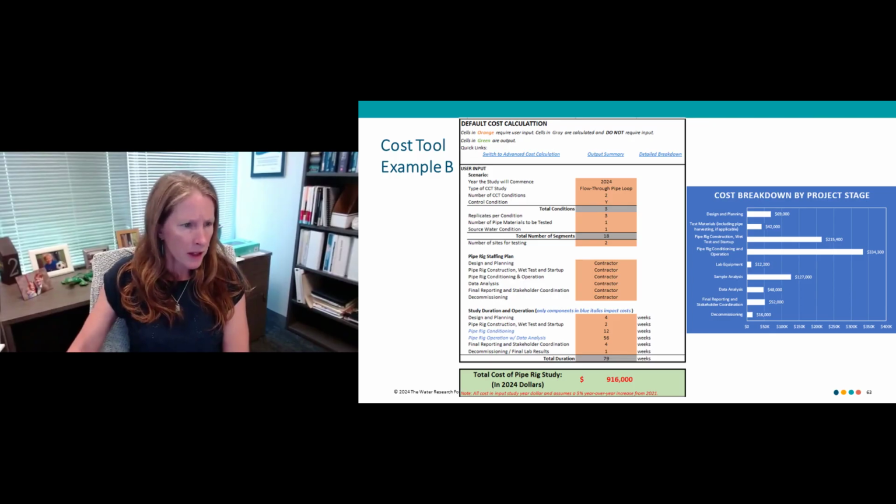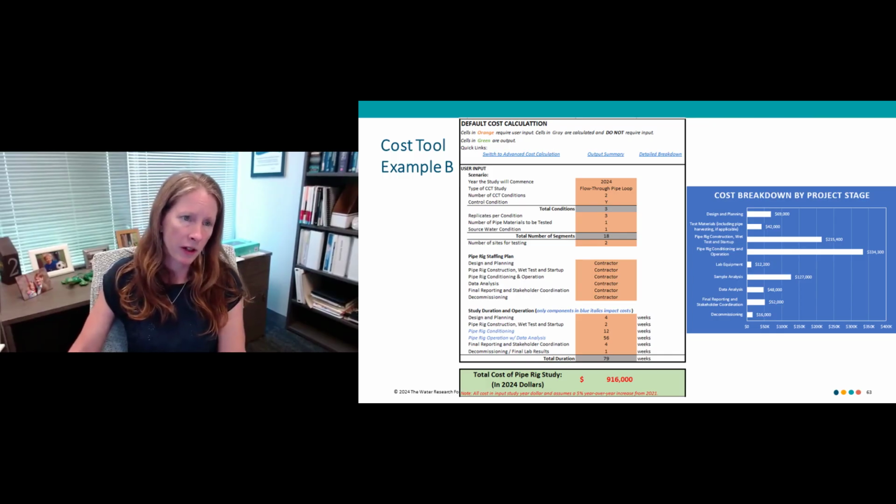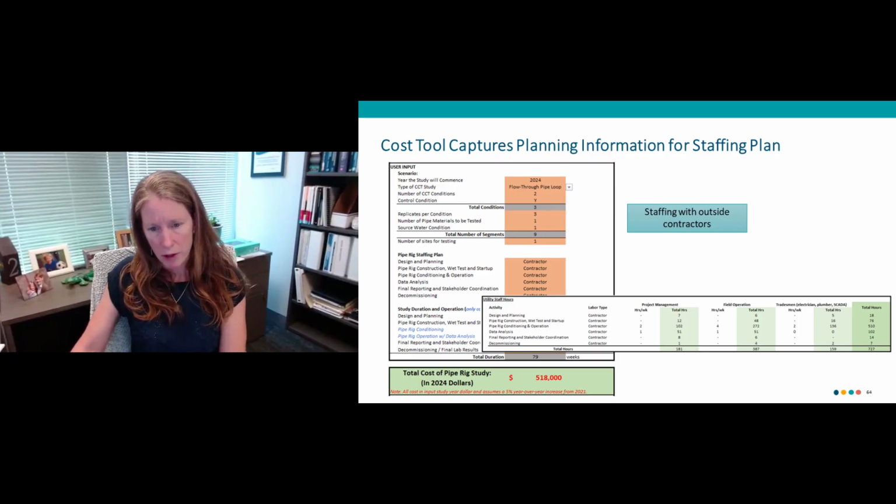So the last, if we move forward, I want to talk a little bit about how the pipe rigs are completed, whether or not it's using in-house utility staff or a contractor. In this example, what we're showing is a contractor doing all the work, but there's still some level of effort from a utility to be in meetings, to participate in decisions, to meet contractor staff out on the site.